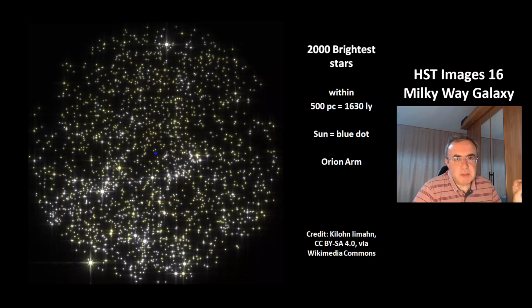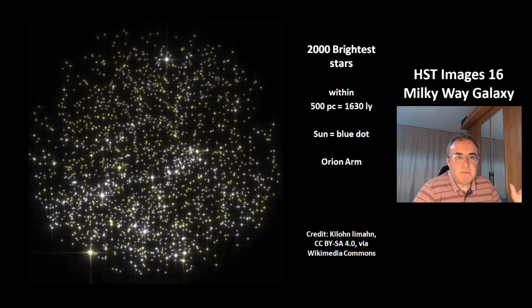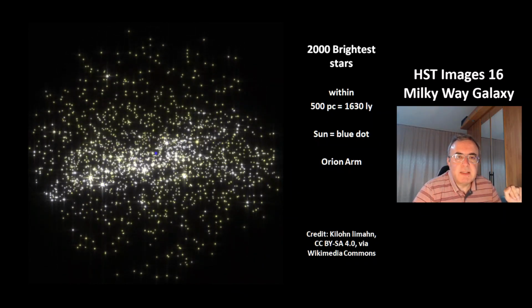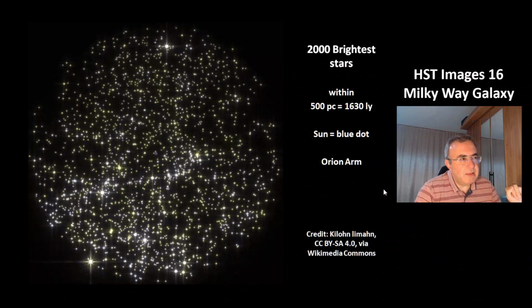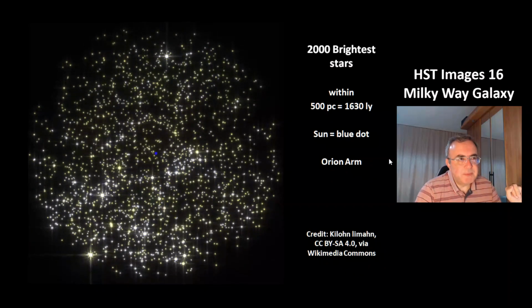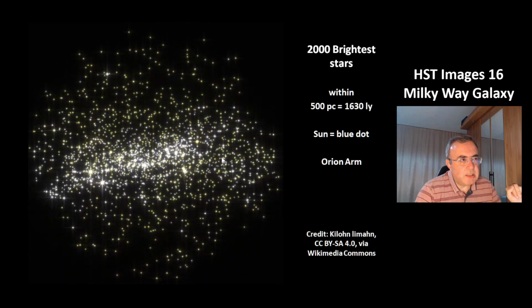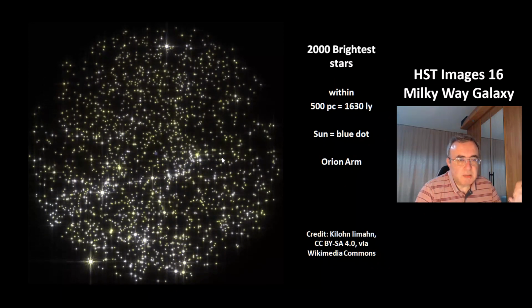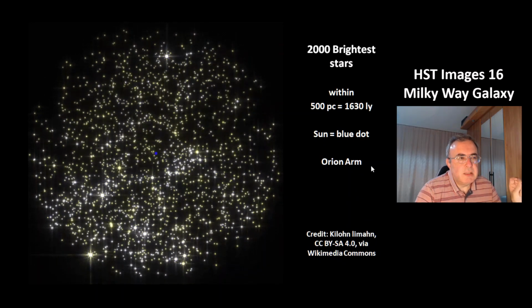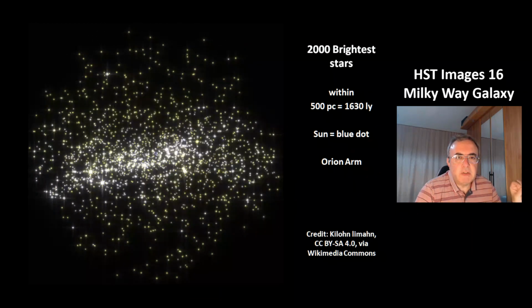This is an animation of the 2000 brightest stars within 500 parsec. That's about 1630 light years. The Sun in this picture is a blue dot. And you can see in the middle a higher concentration of bigger stars, and that's a part of the structure of the Orion Arm.